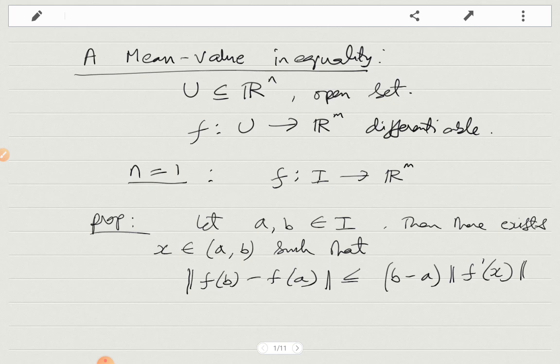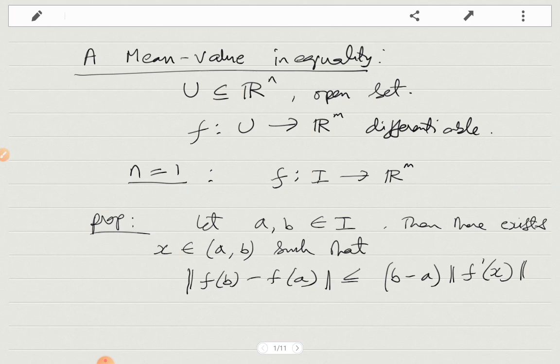So to begin with, what we are aiming for in general will be, as usual, an open set in Rn. It turns out that I'll need something more than just being open. I'll need a convex open set. But for now, let's just say I have an open set and a differentiable function f to Rm. And I would like to get something like a mean value theorem.